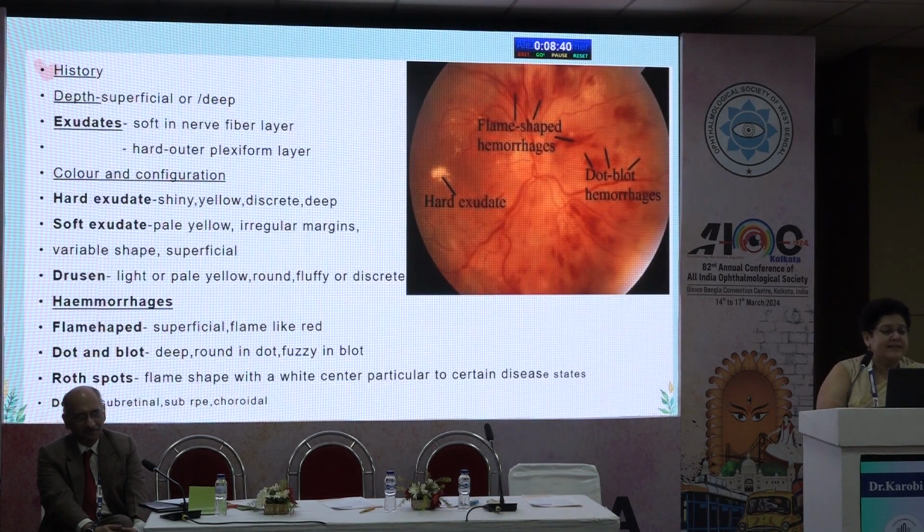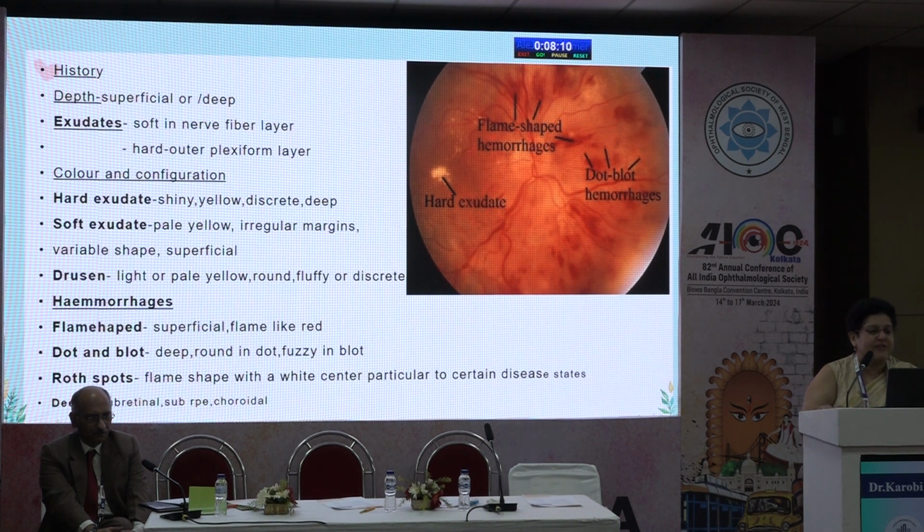The important thing, especially for the postgraduates who are just learning to see these lesions, is that when you get red or yellow spots, you have to identify them in a systematic manner. You take a very careful history. The history gives you half the diagnosis, especially with common recurring conditions like diabetes and hypertension. So you have the first differential in your mind. Go to the depth, whether it is superficial or deep.